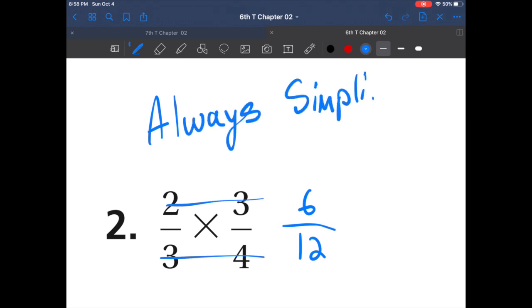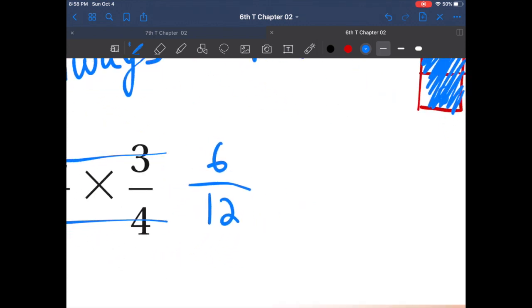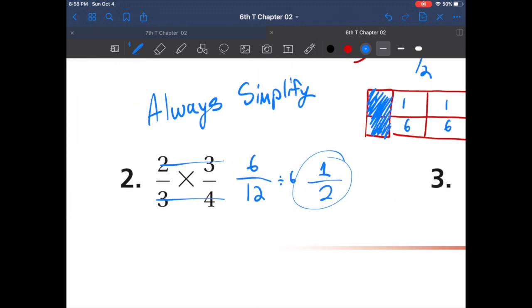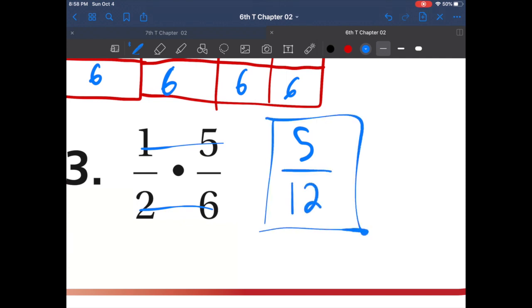Always simplify. So let's simplify. What number can go into both 6 and 12? Well, I know 6. So 6 divided by 6 is 1. 12 divided by 6 is 2. Let's do another one. 1 times 5 is 5. 2 times 6 is 12. Can we simplify that? No, we cannot. All right, let's move on to example.